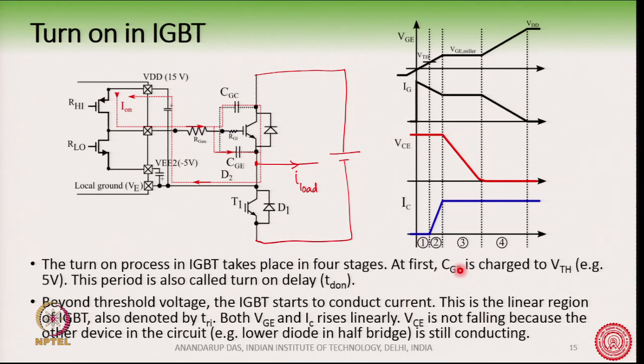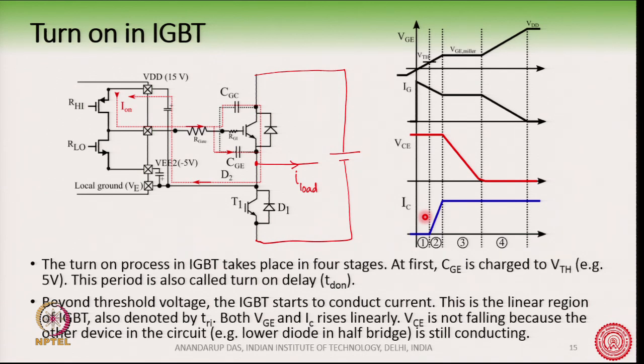This is stage 2. So, IC is rising linearly here, and VGE is also rising linearly. Actually, VGE is rising in an RC time constant, but this time duration is very small. So, when the IGBT has started to conduct, then the current is like this here, both this current is flowing.